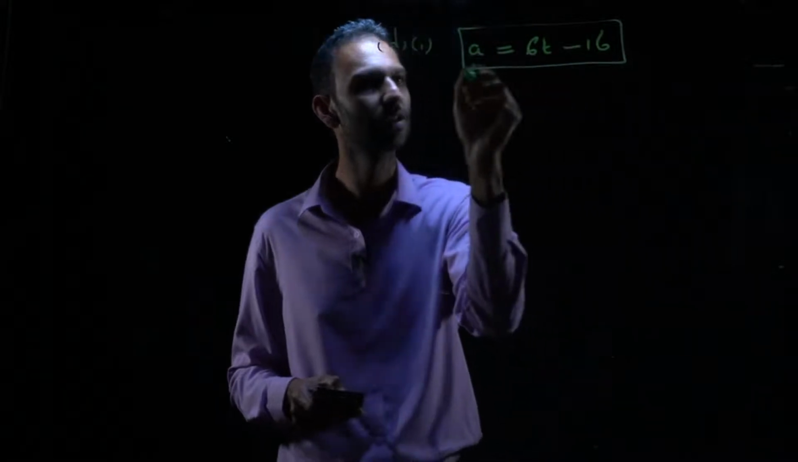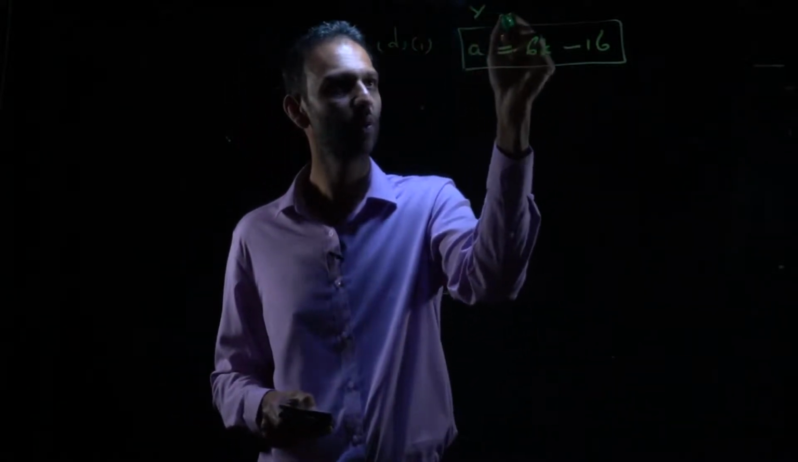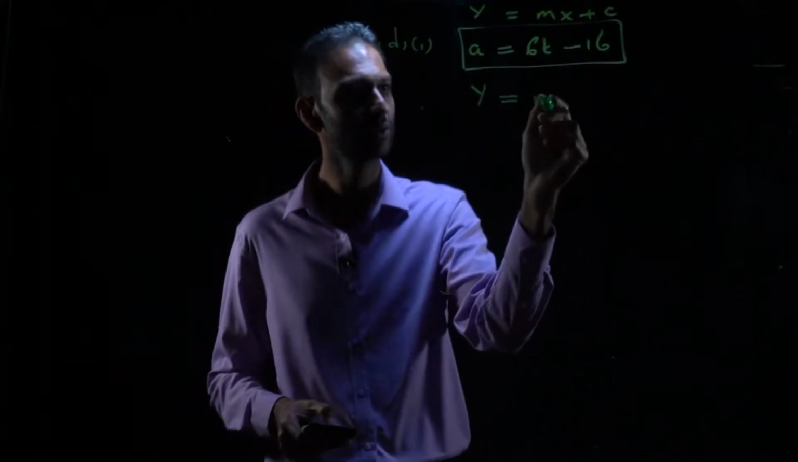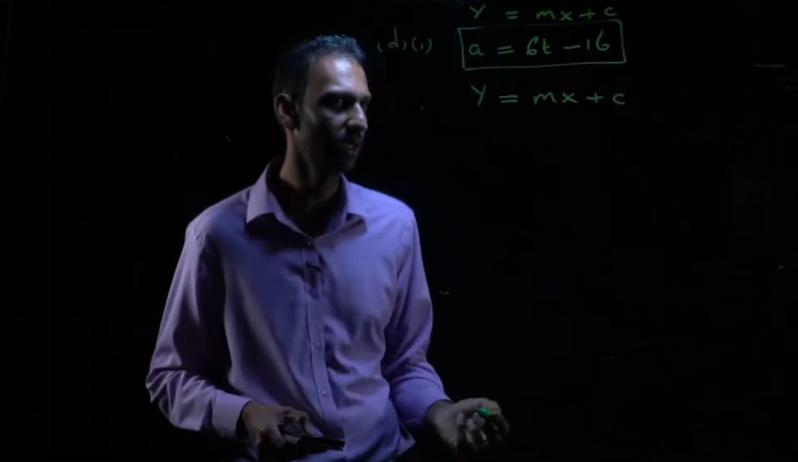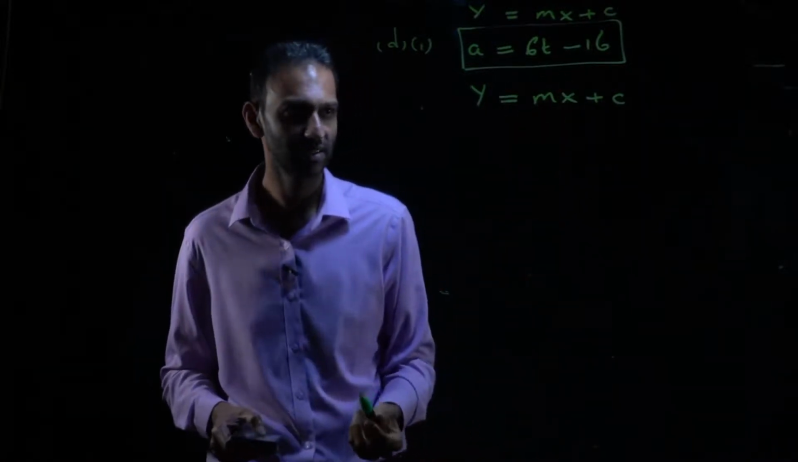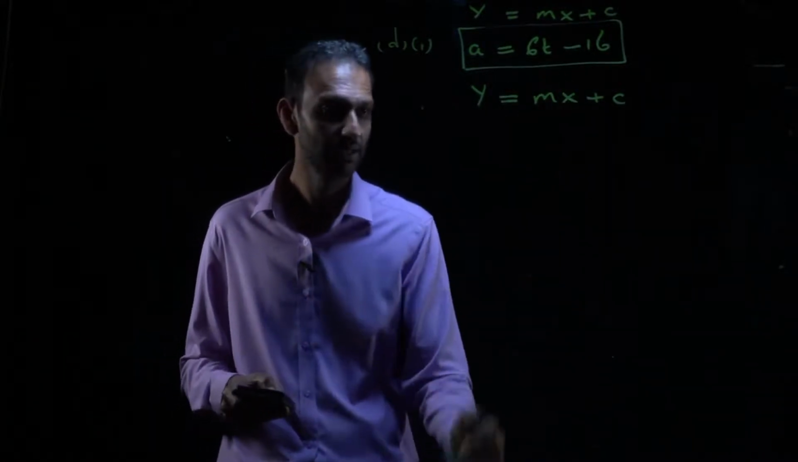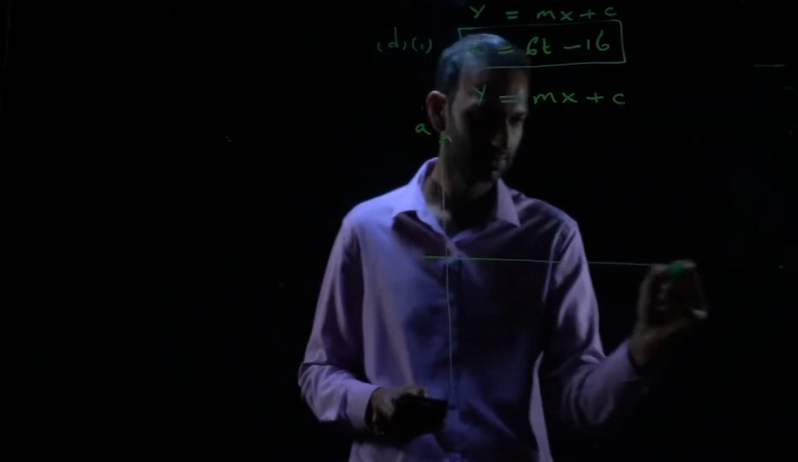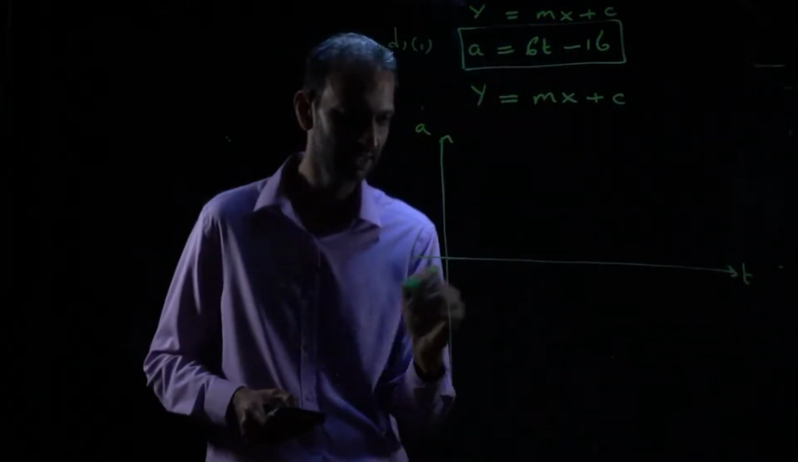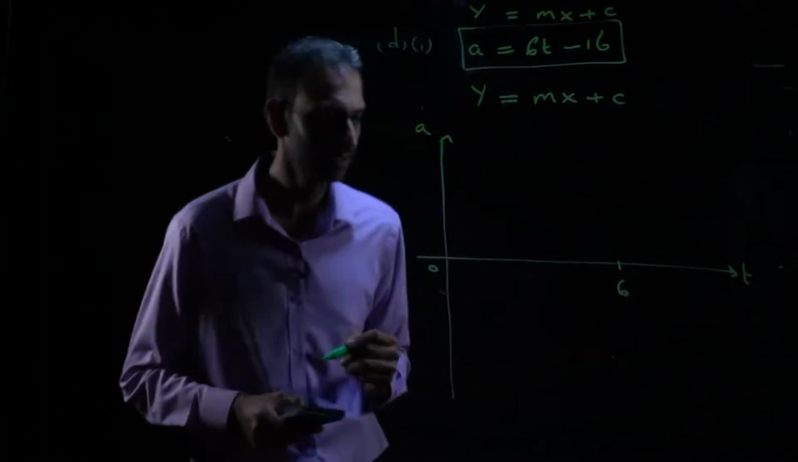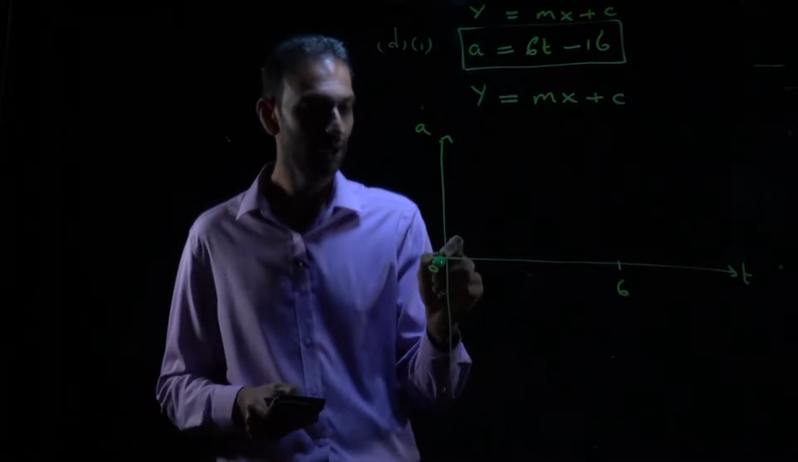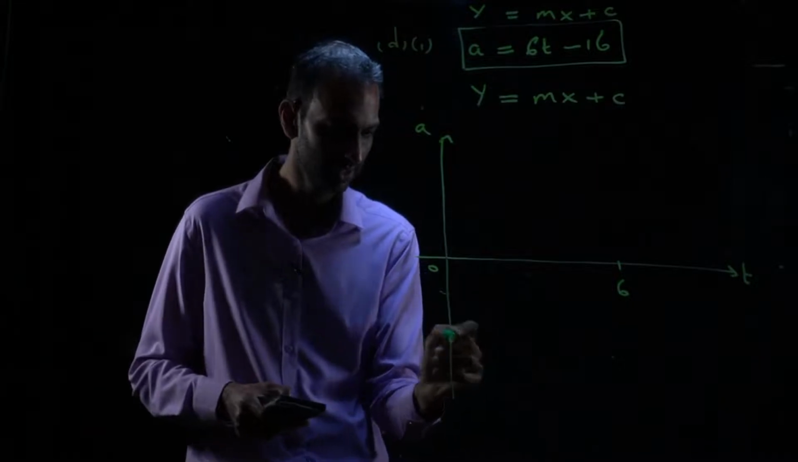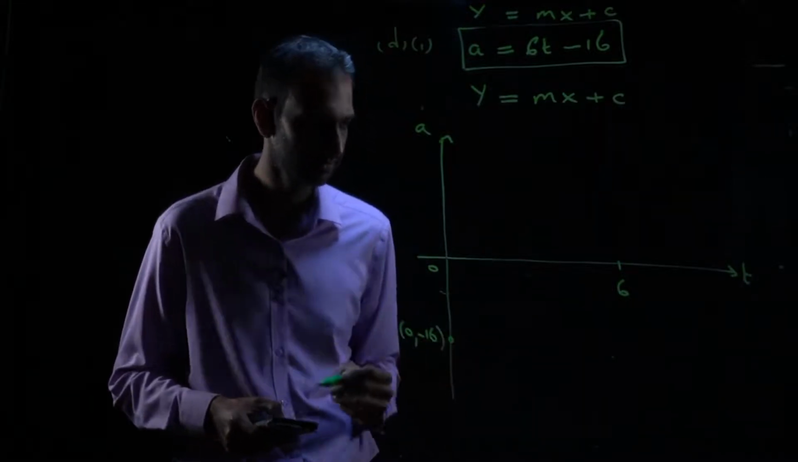That's the equation. If you look at that, it's basically like y is equal to mx plus c, right? So y is equal to mx plus c. It's just a straight line because the x represents t. So that's a straight line. Not a big deal. So a against t, that's 0. That's the time t, 6. When the time is 0, if I substitute 0 here, I have minus 16. So that's the point 0, minus 16.